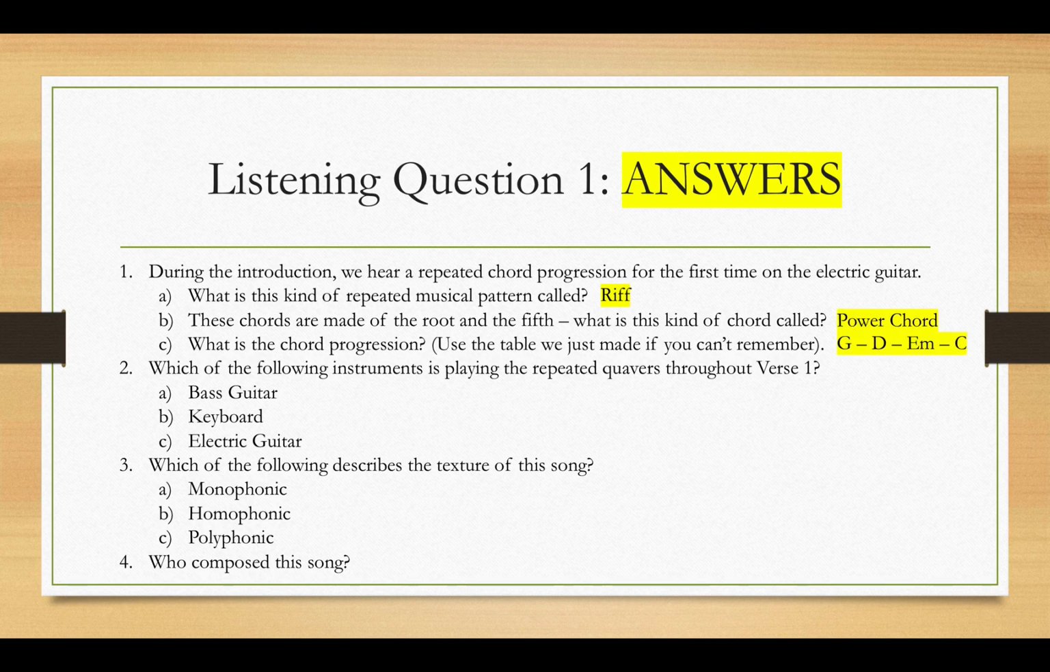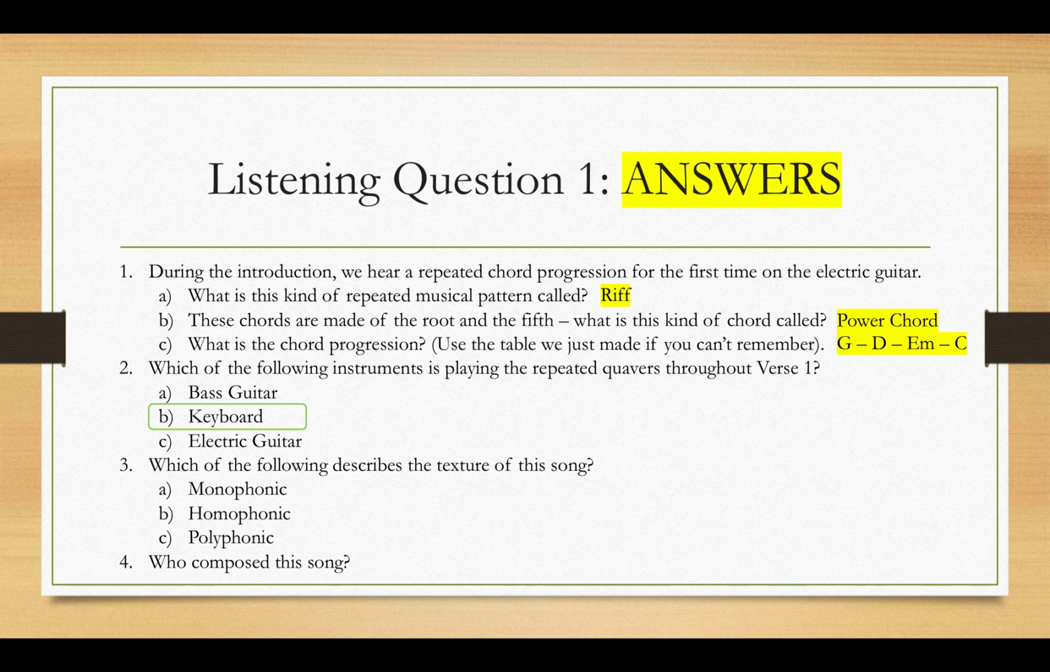And the chord progression goes G, D, D, E minor, C, C, G, D, E, C, C, C, D, D, and it carries on like that. So those are the four chords, G, D, E minor, C. And the repeated quavers throughout verse 1 are being played by the keyboard. Hopefully you could hear that.